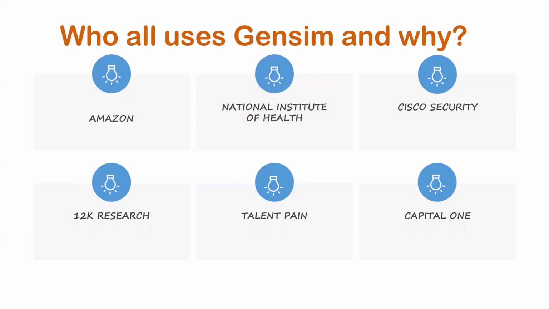Cisco Security. It is a security industry that uses GenSim for large-scale fraud detection. Next, 12K Research. It is media. It uses GenSim for document similarity analysis on media articles. Talentpair. It uses GenSim for candidate matching in high-touch recruiting. Capital One. It is a finance industry. It uses GenSim for topic modeling for customer complaints exploration.